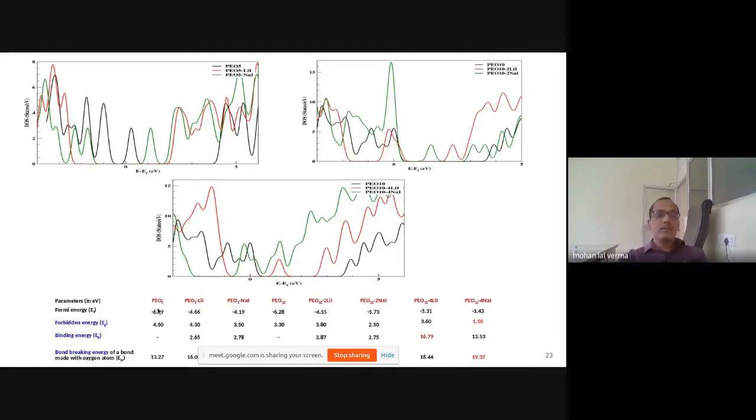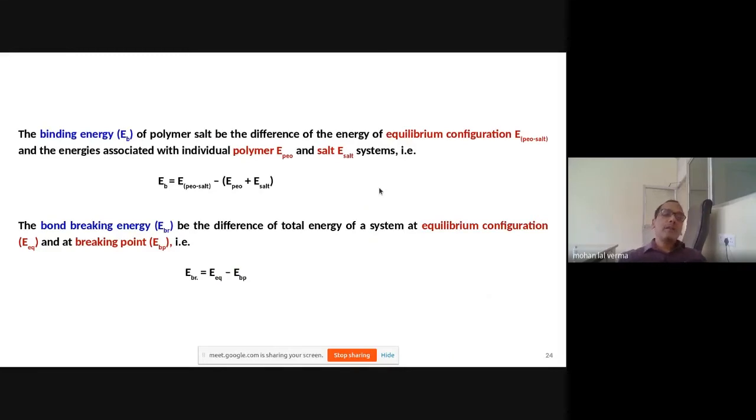So this is the forbidden energy gap. Binding energy is also calculated. In order to calculate this binding energy, we use the same formula as in the computational studies: the binding energy is the energy of PO plus salt, minus the energy of PO, plus the energy of the salt. So this is the binding energy. Bond breaking energy we also calculated.